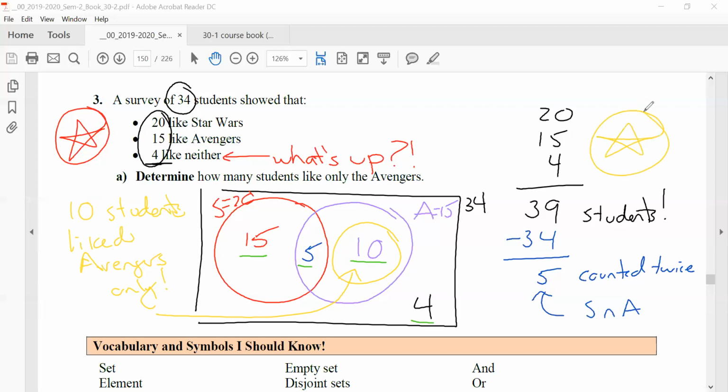It's important. Okay, again, notice what we did to figure out the intersection. We added up all of the responses and we said, wait a minute, there's more responses than there are people. We subtract, and that's going to tell us how many people were counted twice, how many people like both. Okay, very, very common question.